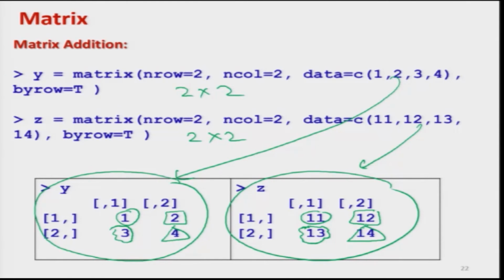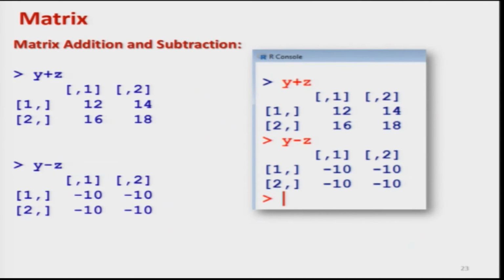And the same thing will happen to the subtraction also. So, these are the operations. If I try to use an addition operator, and if I try to use a subtraction operator, the two matrices of the same order have been added and subtracted. Before I go further, let me try to show you it on the R console also.